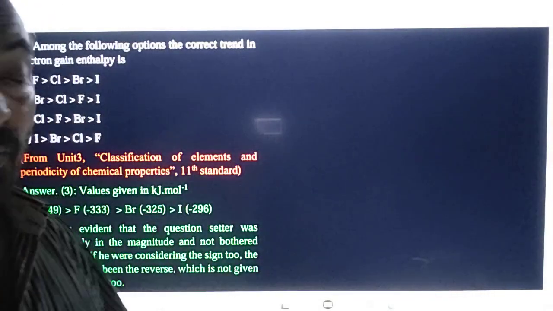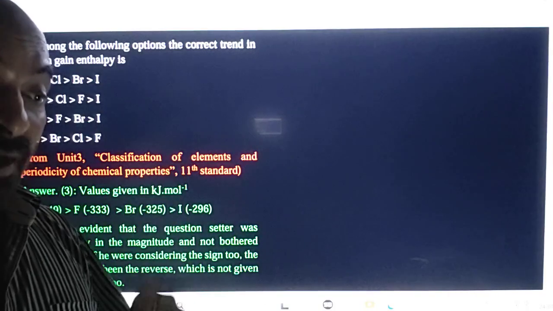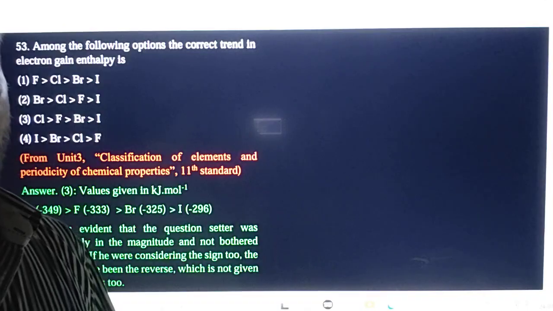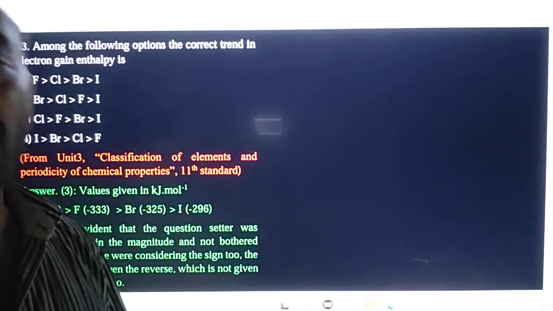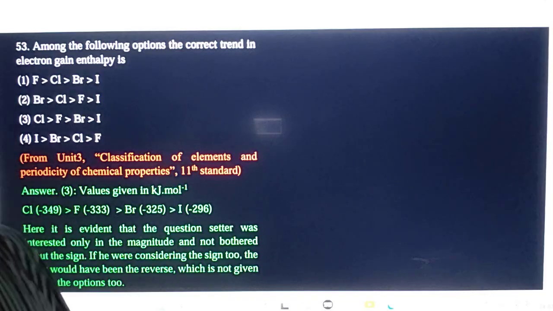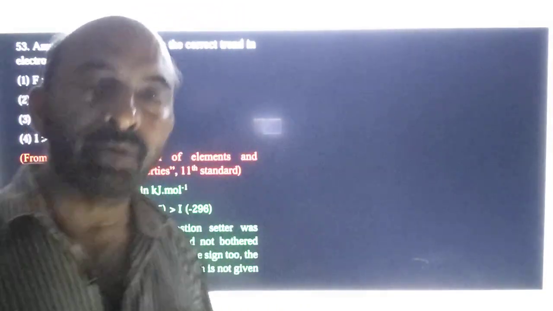Actually, it would have been better if they said the electron gain enthalpy released follows the order, but they didn't say like that. They simply said electron gain enthalpy follows the order. So don't get under the impression that we have to consider the sign here. They actually mean the quantity only, and for that reason the order will be chlorine greater than fluorine greater than bromine greater than iodine.